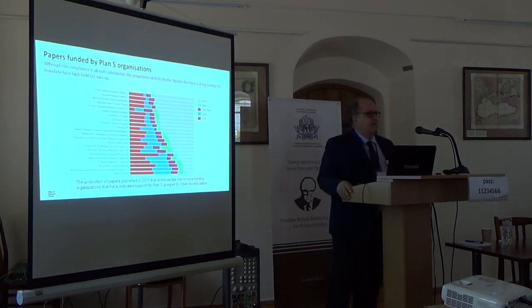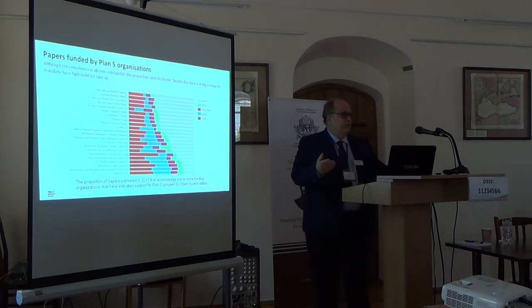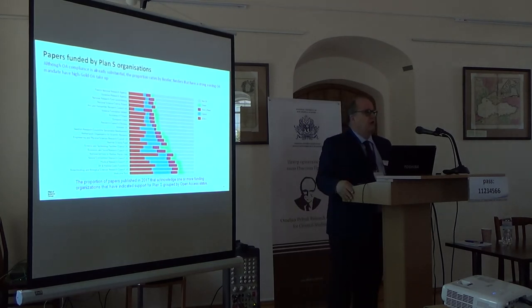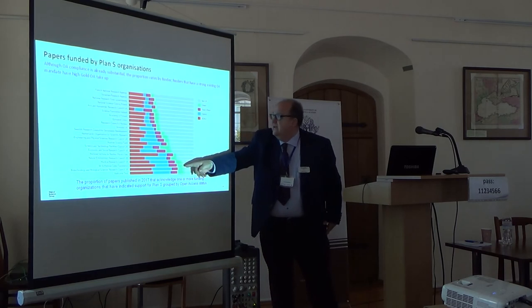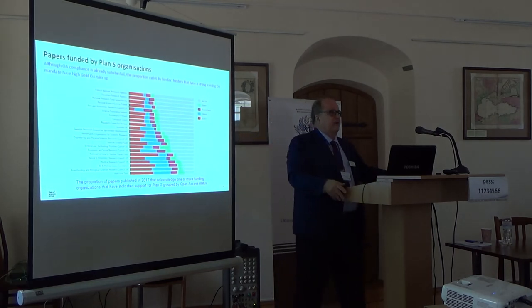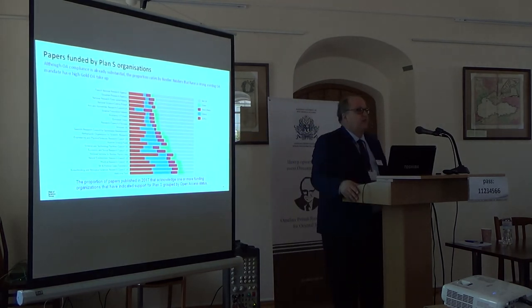hybrid gold access, where an article is published in open access, but in a subscription journal, and the university or author, someone, is paying article processing charges for that. And then you see free to read in the center. And then the green indicates the green open access, both published and accepted, where they've been published in the repository.